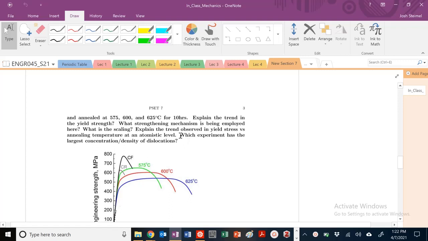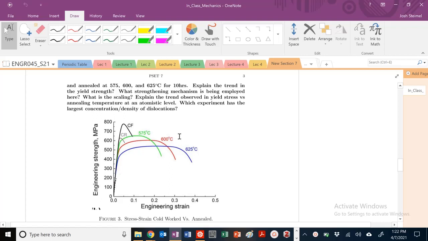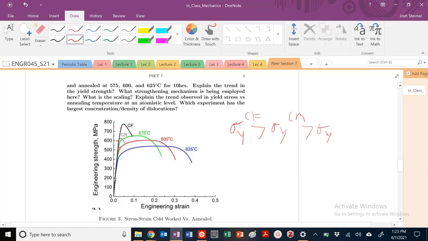So let's go ahead and look at these values. Let's do a little bit of a ranking. It looks like the yield stress of cold form is probably right here. Again, these are for cold rolled here. So for cold formed or cold forged, sigma yield is greater than sigma yield for cold rolled, which is greater than sigma yield of basically 575, greater than sigma yield of 600, greater than sigma yield of 625. So this is the trend that we're observing here.